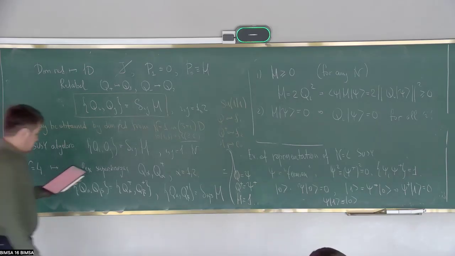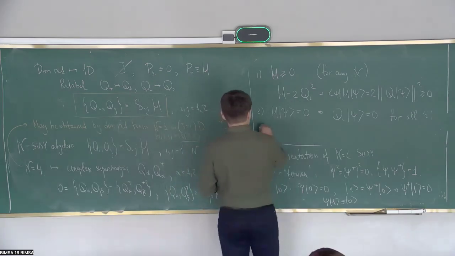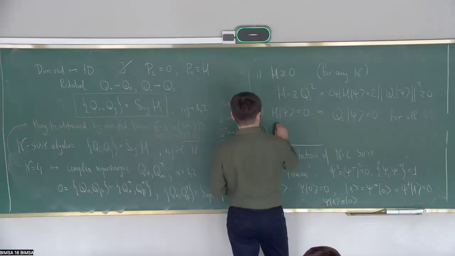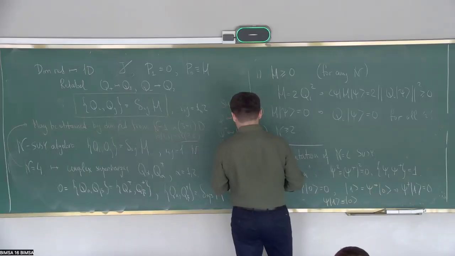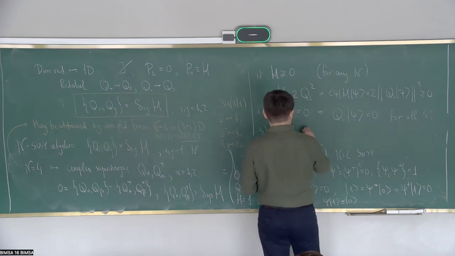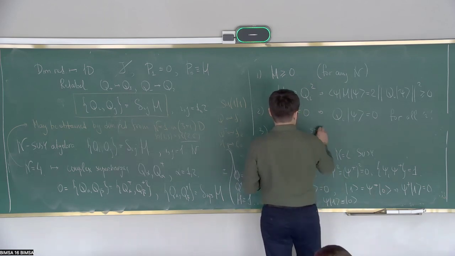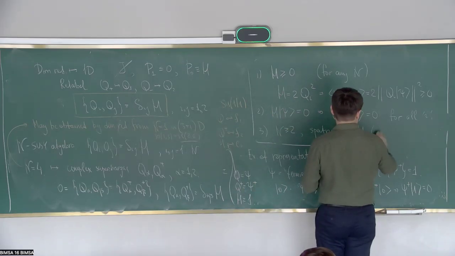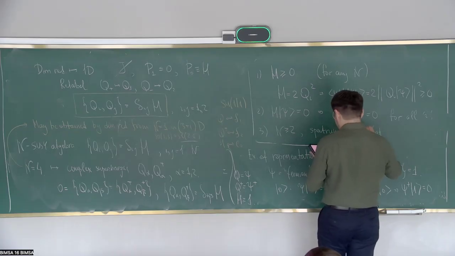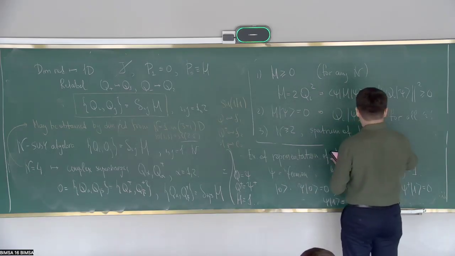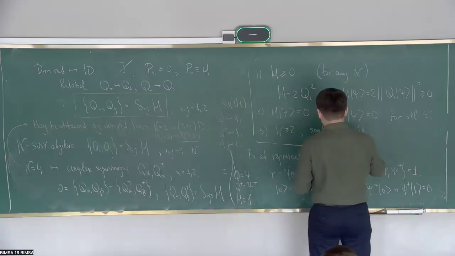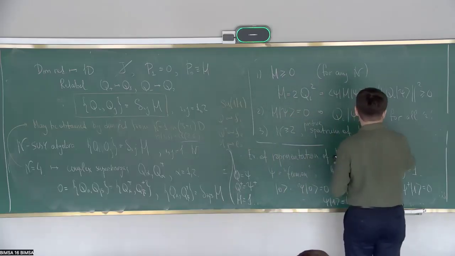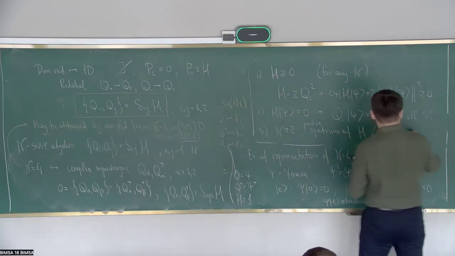The third main property is that for N greater than or equal to 2, the positive spectrum of H, that is, the states with positive energy, is at least doubly degenerate.